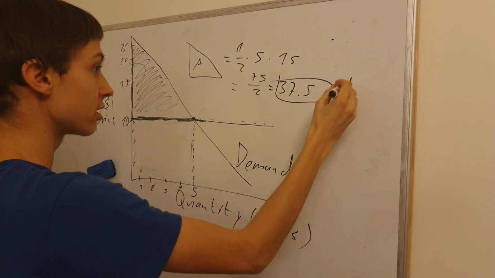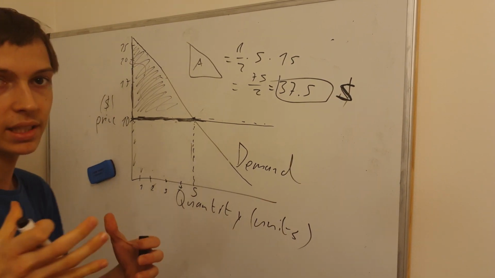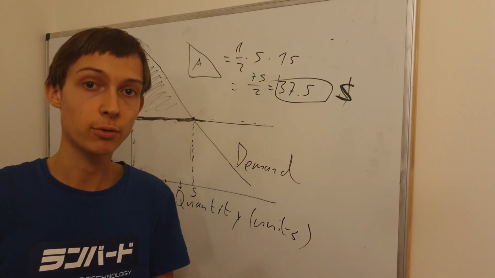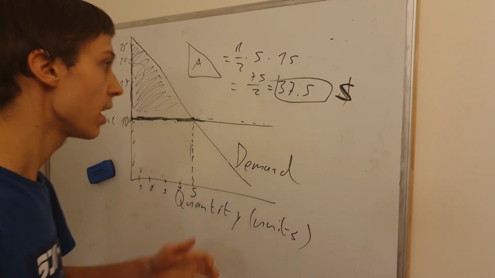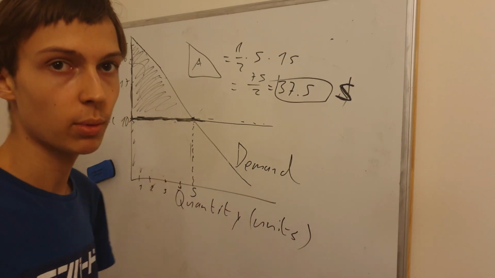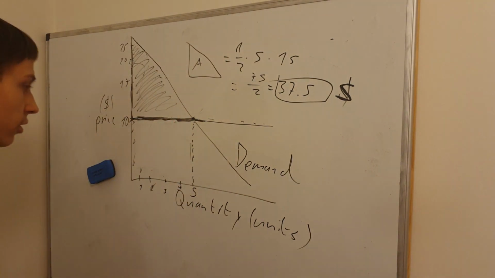And it's going to be in dollars. The consumer surplus: basically, the consumers' potential money that they would have spent, but didn't have to because the price was set below their expectation, is going to be $37.5. And that's the idea of consumer surplus. Try it with different graphs, try it with different cases. Try to practice it, and you may understand it more and more deeply.